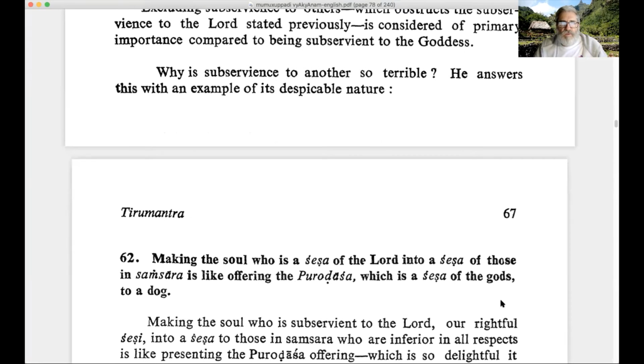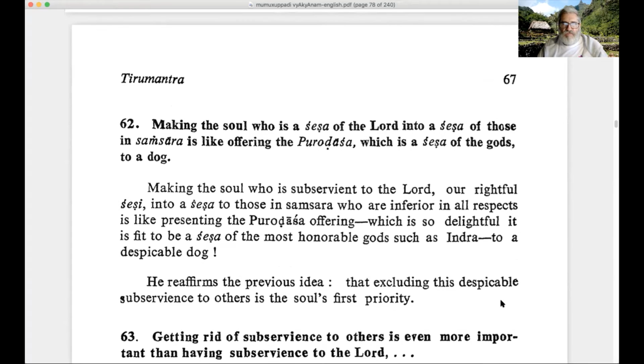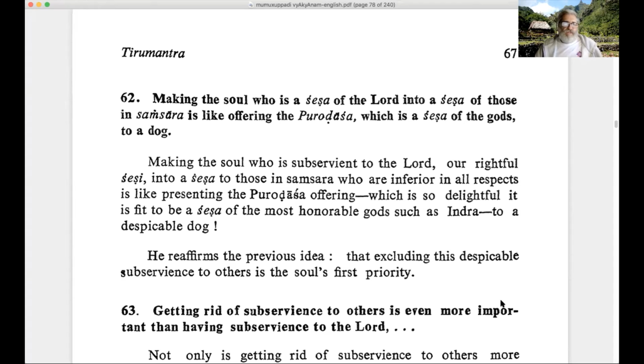We're going to talk about now, why is subservience to another so terrible? And he's going to explain that with an example of its despicable nature. Sutra number 62: making the soul, who is a Shesha, a servant of the Lord, into a Shesha of those in samsara, because the Lord is outside of samsara. He is never in this material world, never covered by material nature.